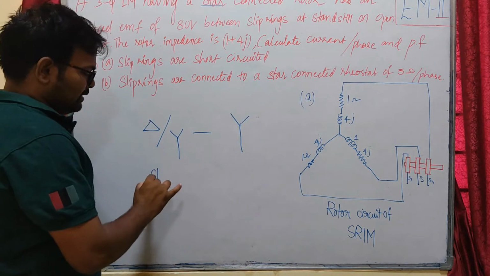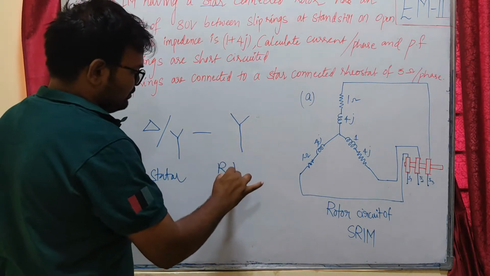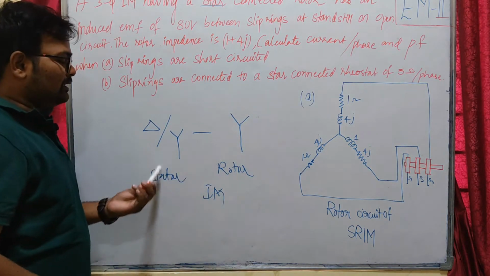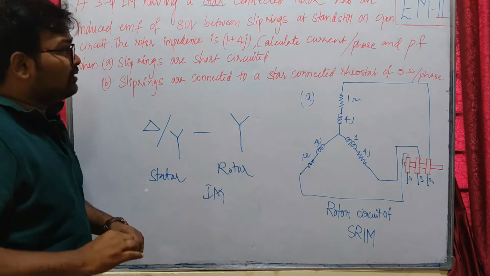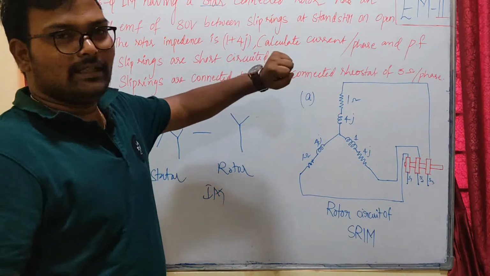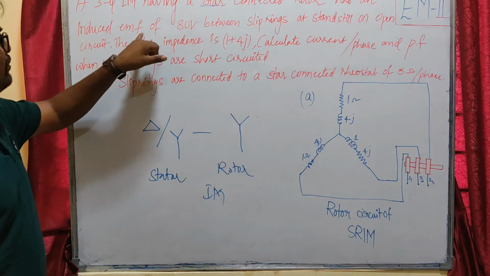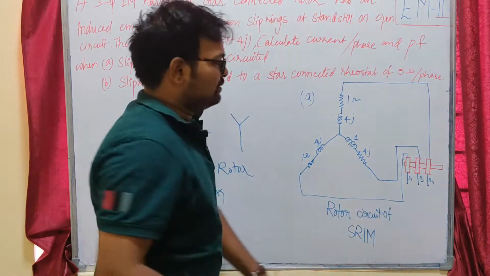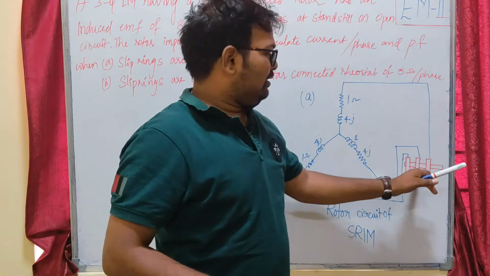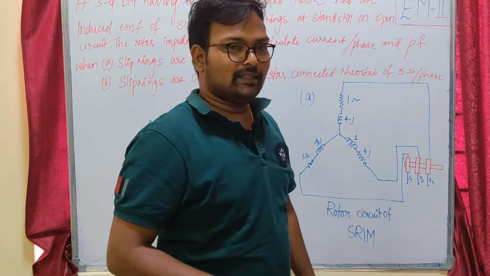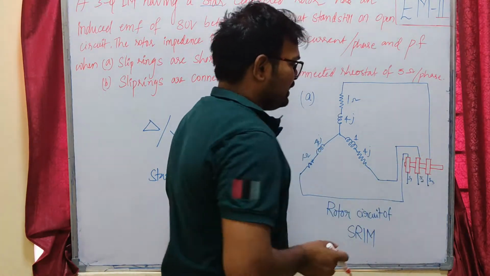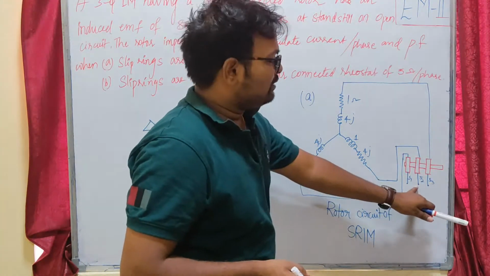So this is my stator circuit, and this is my rotor circuit of our induction machine. The rotor must be connected in star, whether the stator is connected in delta or star. The rotor is star connected here, and it has an induced EMF of 80 volts between slip rings. You can see the red color components are the slip rings. That means we have an extension for our rotor circuit in the slip ring induction motor, so these are the slip rings.